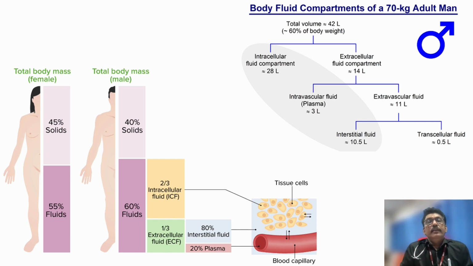Now, if we look at the compartments in a 70 kg adult man, total volume may be somewhere around 42 liters, that is 60% of the body weight. In that, intravascular fluid will be around 3 liters. This knowledge is very important, because when we are managing a case of hypovolemia in the emergency room, we may have to give around 3 liters to correct the intravascular volume depletion in a person weighing 70 kg.